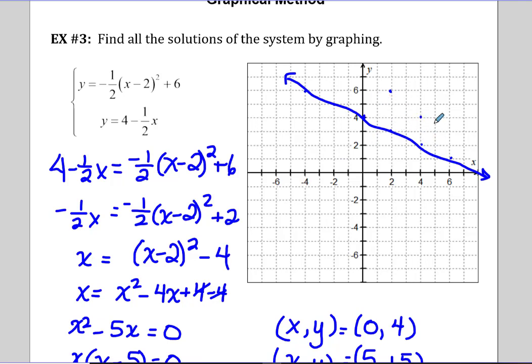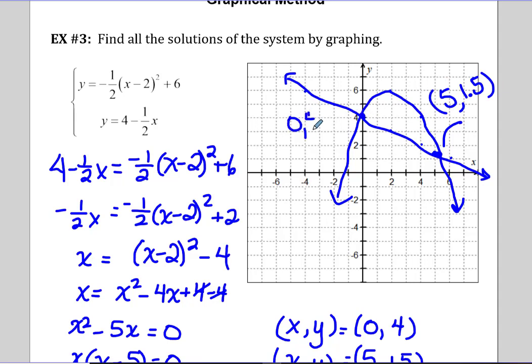And then where was the other one at, (5, 1.5)? Oops, I got a little off in my drawing there. So we're going to say this point is (5, 1.5), and this point is (0, 4). So the two solutions are contained on the graph, and we solved that algebraically as well.